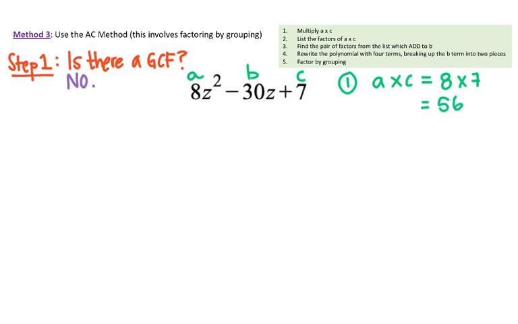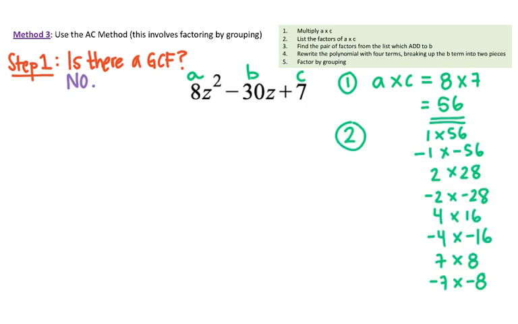The second step is to take that number 56 and list all the factors. So here are all the factors listed out. These are all the pairs of numbers that multiply to be 56. So now step 3 says, looking at those pairs of numbers, figure out which ones add up to minus 30. So I'm looking at my pairs and I see this pair.